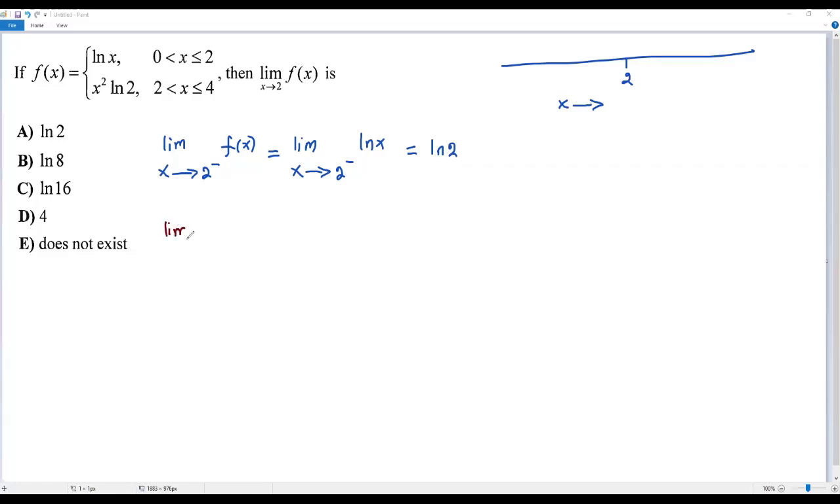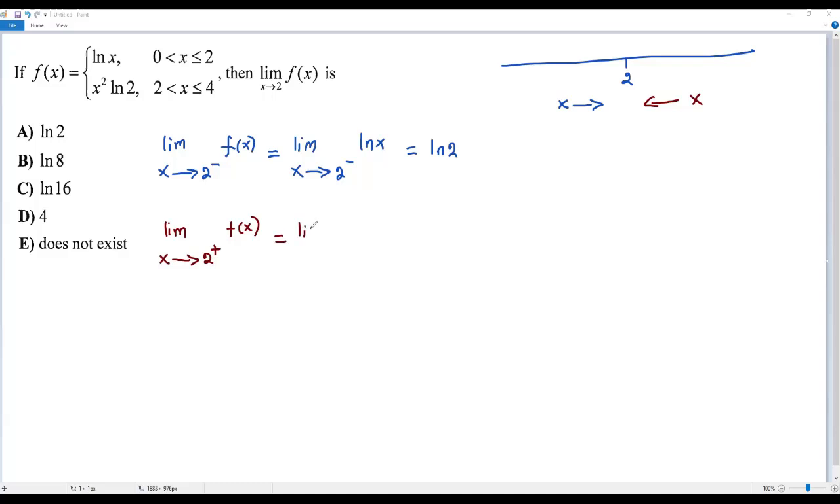Let me write over here. Limit as x approaches 2 from the positive side of f of x. So here I am writing a positive sign because this time x approaches 2 from its right side. When x approaches 2 from its right side, all the values over here are greater than 2. Now in the given piecewise function, we have to consider the piece where the value of x is greater than 2. So in this piece, the value of x is greater than 2. So for this f of x, we have to plug in x squared times ln 2.